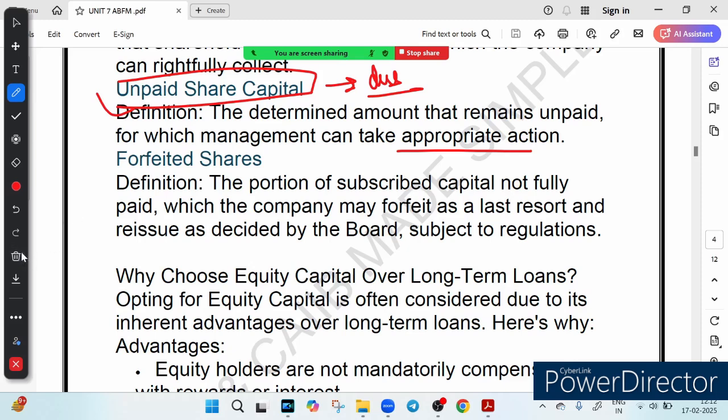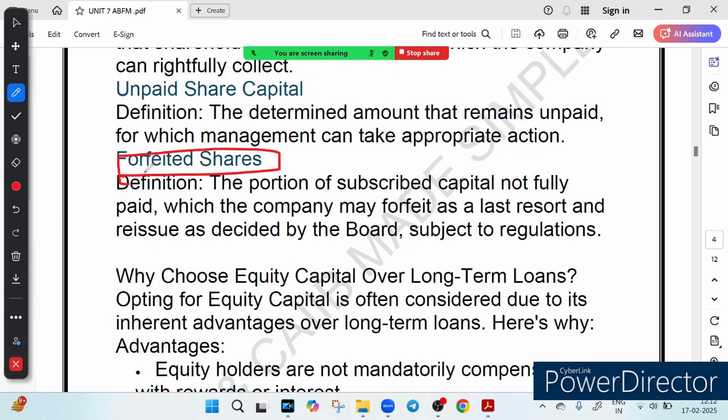And then finally we have something called forfeited share. What is a forfeited share? As a last resort, if someone does not pay even after multiple reminders, the company can cancel or forfeit their share. So this is the lender of the last resort, we call it a last resort, right?